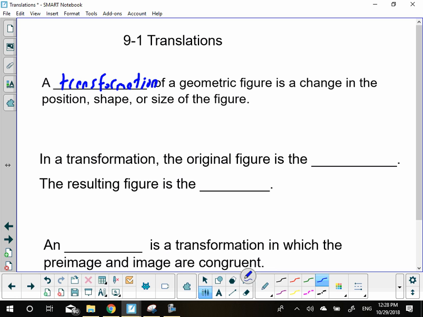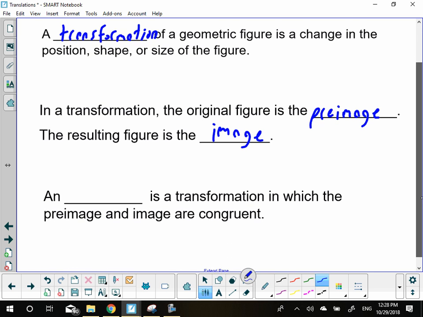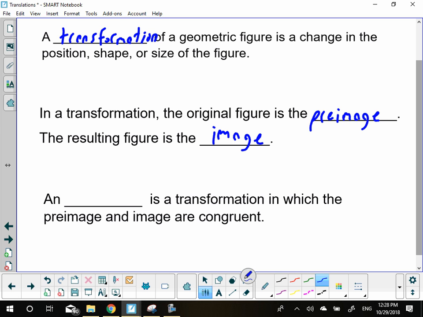Okay, so then in a transformation, the original figure is going to be called the pre-image. And then the resulting figure after we've done some transformation to it, we're going to call that the image. Remember you said for a transformation where the pre-image and image are congruent? Remember that word? It's part of the isometry. An isometry is where the pre-image and image are congruent. So it might change its orientation, but its overall size and shape stays the same.